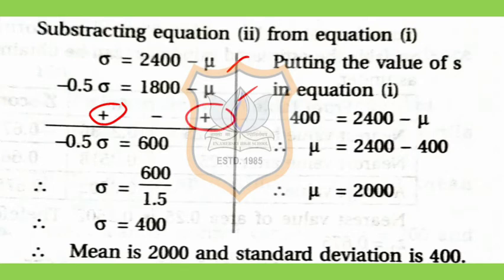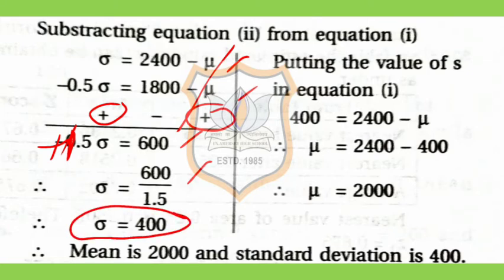So minus mu plus mu will get cancelled. 2400 minus 1800 will give us 600, and sigma plus 0.5 sigma will give us 1.5 sigma, and that too plus. So plus 1.5 sigma we will have. Take 1.5 in the denominator. So we will have sigma equal to 600 upon 1.5. So sigma, that is SD, will be 400.